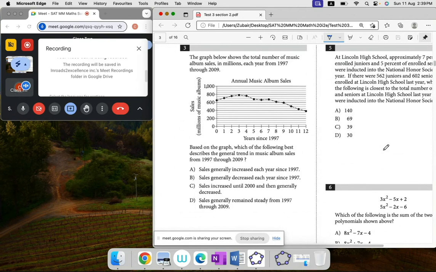Question number 3. A graph below shows the total number of music album sales in millions each year from 1997 through 2009. Based on the graph, which of the following best describes the general trend in music album sales from 1997 to 2009? Sales generally increase each year since 1997. Sales generally decrease. Sales increase until 2000 and then generally decrease. Sales generally remain steady. I think C. It goes up, then it goes down.